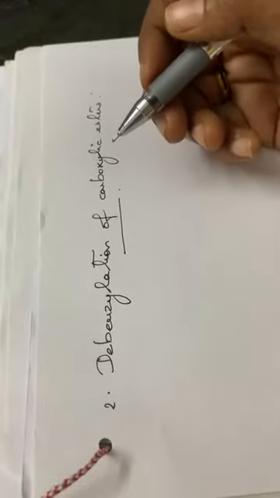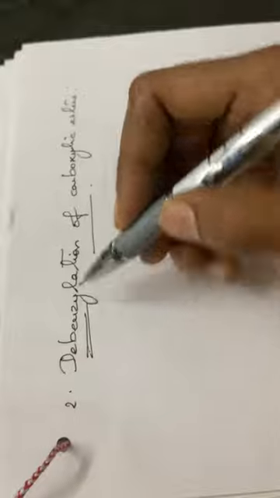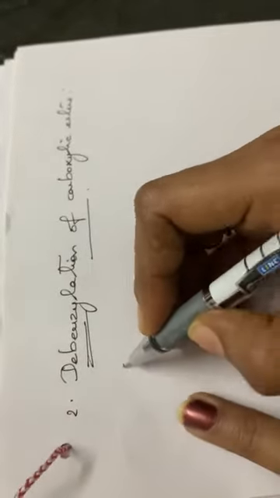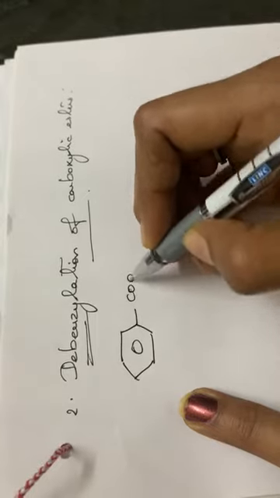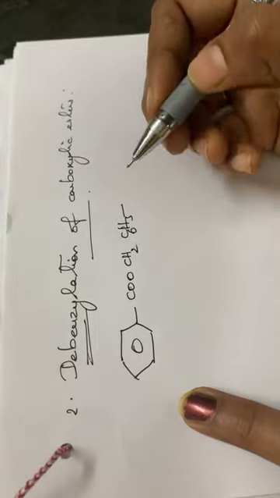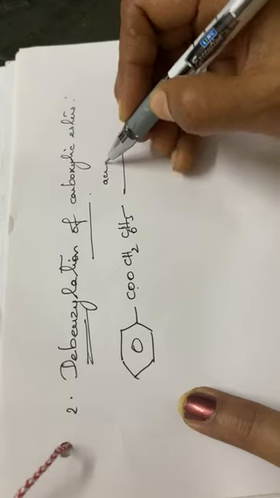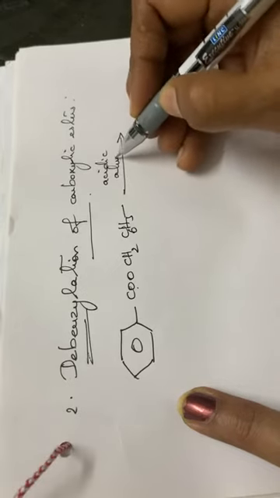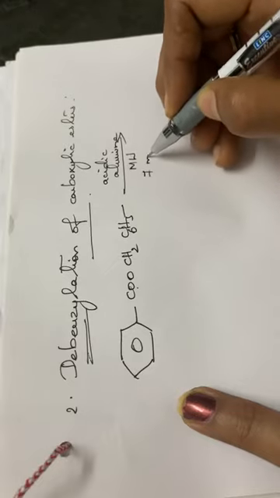Debenzylation of carboxylic esters. Normally the carboxylic acid groups are protected by using this benzyl group. So here debenzylation means the removal of the benzyl group. The reaction will be like this: C6H5COOCH2C6H5 in the presence of acidic alumina, microwave assisted, time taken will be 7 minutes.